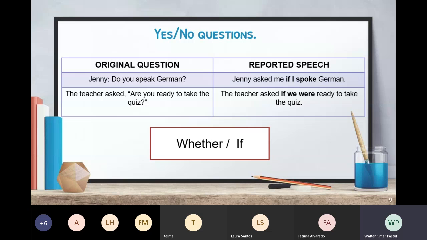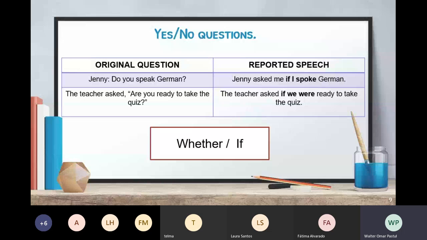Let's start with the yes, no question. As you see, we have the original question. Jenny, do you speak German? So then we have the reported speech. Jenny asked me if I spoke German. Another question. The teacher asked, are you ready to take the quiz? And then in the reported we say the teacher asked if we were ready to take the quiz.